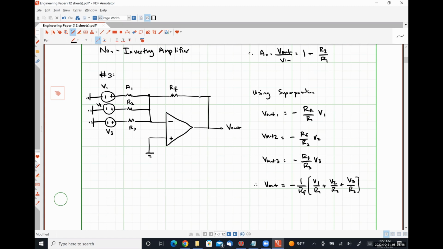Okay. So using our three-step process, we can observe that this current is 0 amps. This current is 0 amps. The voltage present at our non-inverting input terminal is 0 volts.